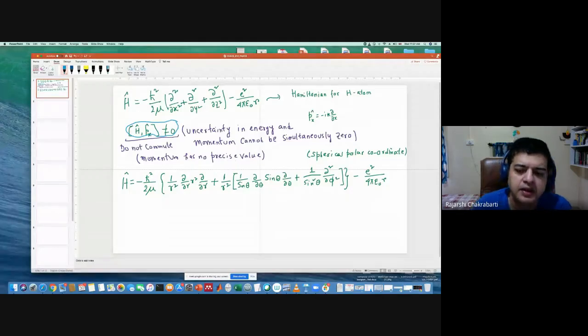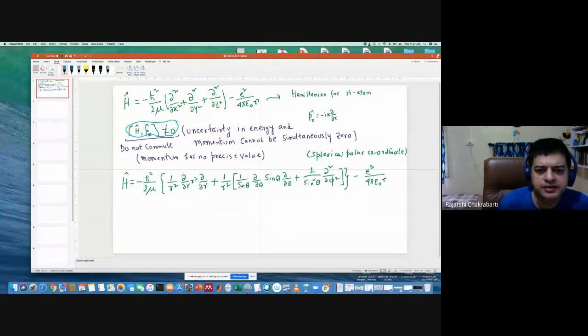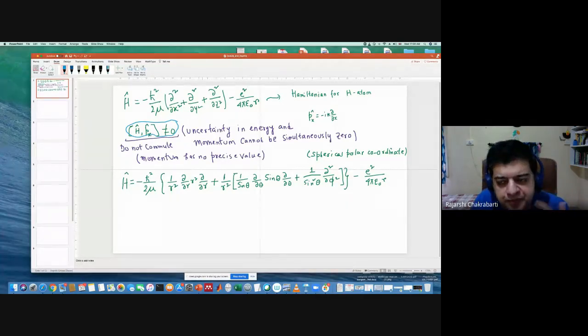Okay. Now, this is just a simple example. If I write down the Hamiltonian in the spherical polar coordinate, you don't need to remember this. It is very easy to write in Cartesian coordinate. Spherical polar coordinate is not easy to remember for most of you. So I don't expect you to remember, but if you write it down, it will be something like this.